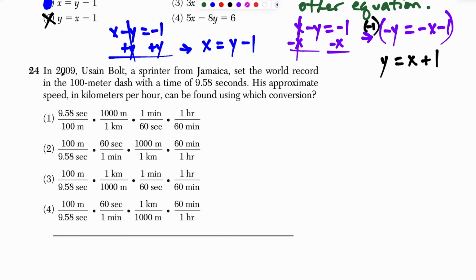Question 24. In 2009, Usain Bolt, a sprinter from Jamaica, set the world record in the 100-meter dash with a time of 9.58 seconds. His approximate speed in kilometers per hour can be found using which conversion? So for these questions, what I look for is the units that we want at the end. Okay, so at the end, what we want is kilometers per hour. All right, that's the goal.